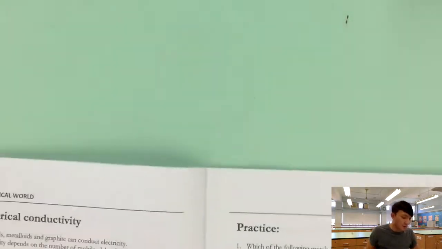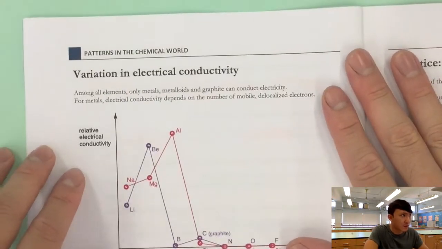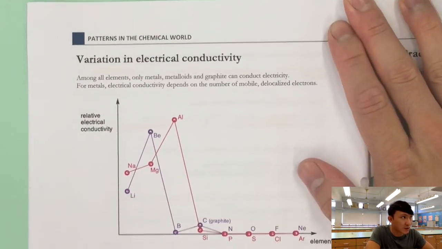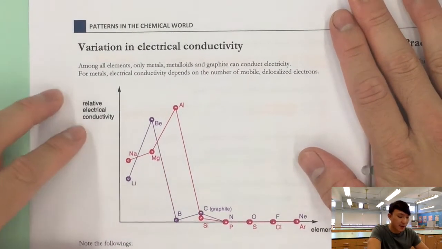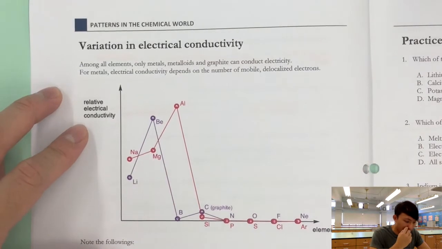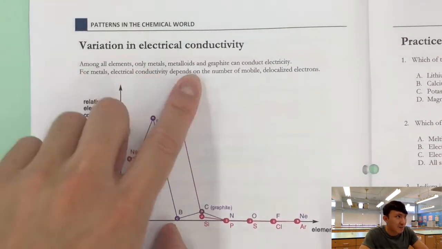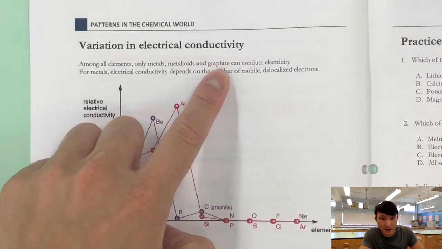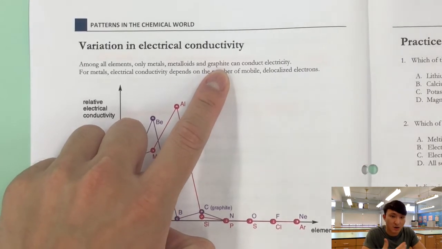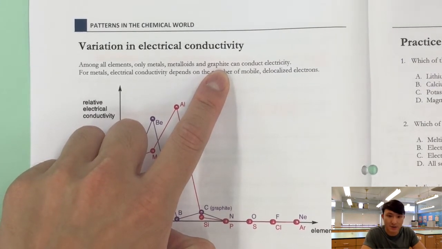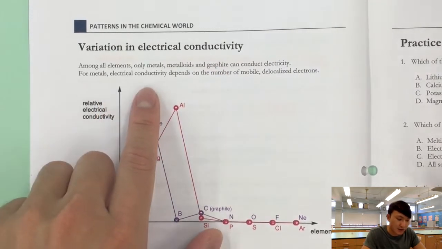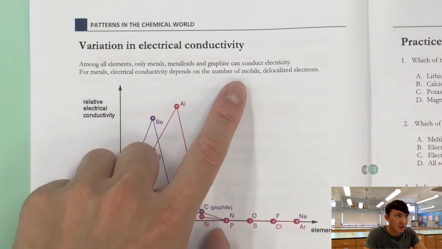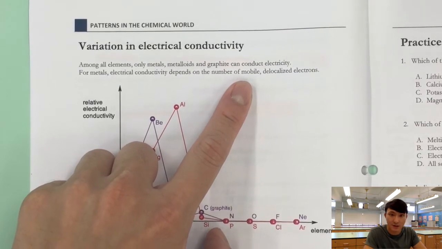Now, move on to the next page where we focus on the variation in electrical conductivity. Again, we say that only metals, metalloids and also graphite can conduct electricity. All the other non-metals are unable to conduct electricity. Bear in mind that. For metals, the electrical conductivity depends on the number of mobile delocalized electrons.